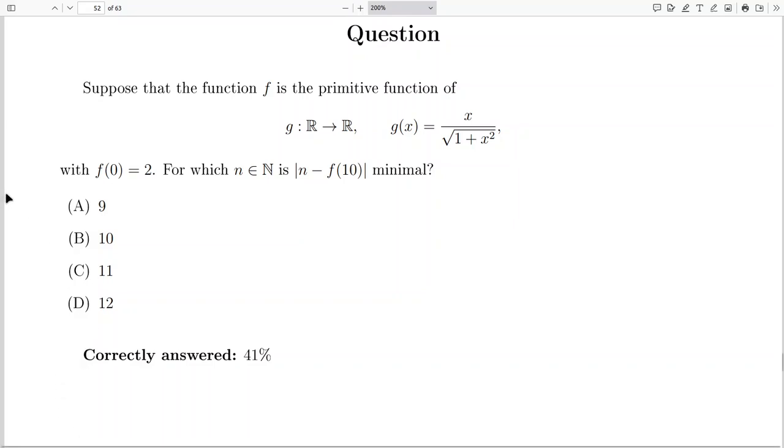This is a question about primitive functions and then a bit of counting. This comes from the entrance exam for engineers, mathematicians and physicists, and you can see this one got correctly answered by 41% of the applicants. So if you want to try for yourself, you can pause the video, read the question and have a go at it.